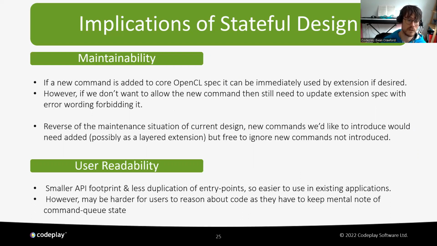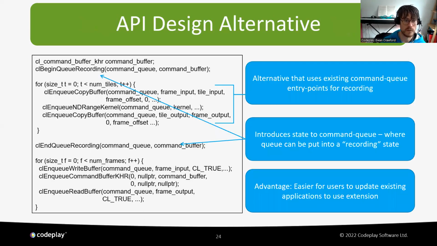And on the other side is user usability. Having the smaller API footprint, and this is, I guess, of code rather than the spec, and less duplication of entry points makes it easier to use in existing applications to support. However, it might be harder for users to reason about code that's stateful because they have to keep a mental note of what that is. So if we just go back to the previous slide, in this num tiles loop, if we imagine that is abstracted out into a different file that doesn't have the beginning and end queue recording entry points in it, it would be hard for someone reading that code in isolation to know that actually work isn't being queued to the device at that time.